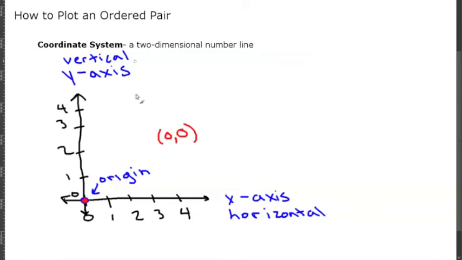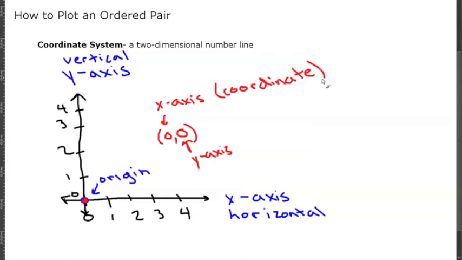That is an ordered pair. An ordered pair is the x-axis value combined with the y-axis value. Your x-axis value is known as the x-coordinate, and your y-axis value is known as the y-coordinate. So 0, 0 is your point of origin. You move 0 over in the x direction and 0 in the y direction.